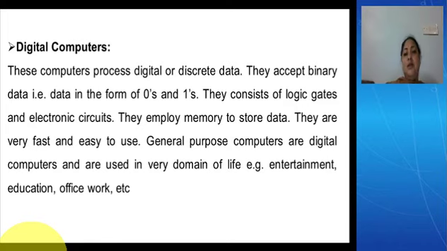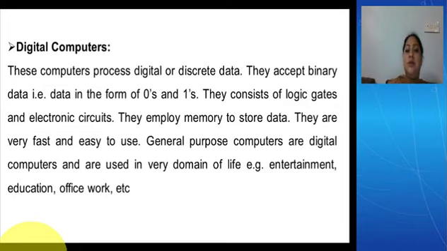So now we discuss the digital computer. Digital computers process digital or discrete data. They accept binary data, that is, the data in the form of zeros and ones. They consist of logic gates and electronic circuits. So digital computers mostly comprise the logic gates and the electronic circuits. They employ memory to store data. They are very fast and easy to use.